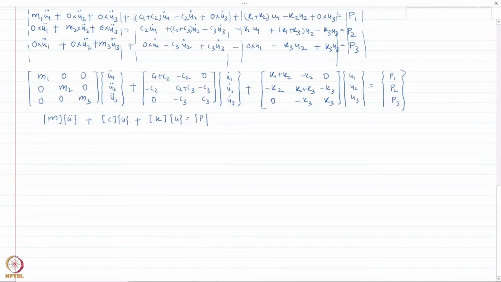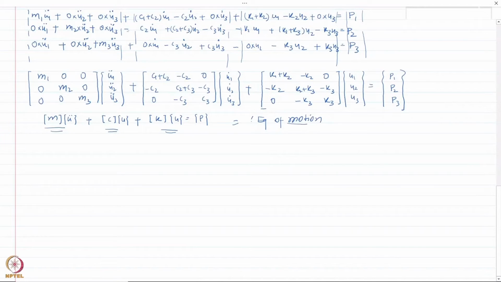So we have written down our equation of motion in a form similar to what we have been using for a single degree of freedom system. How to solve that, we will discuss later, but the first step is to actually find the equation of motion. So this is the equation of motion, which is the first step towards the solution of a multi-degree of freedom system.